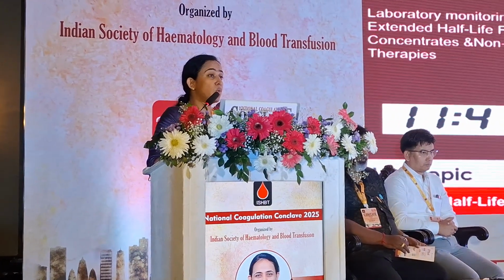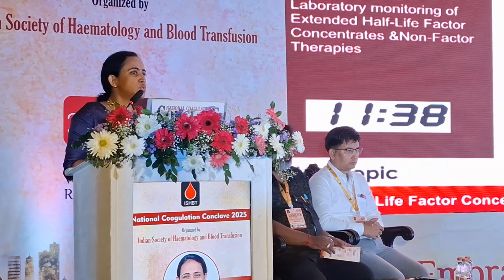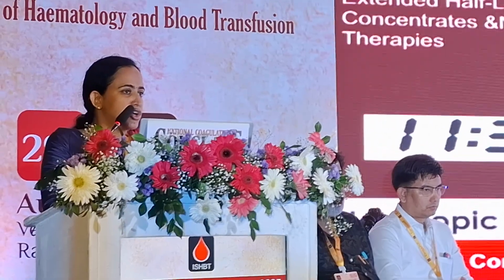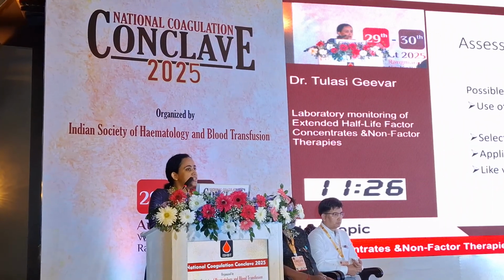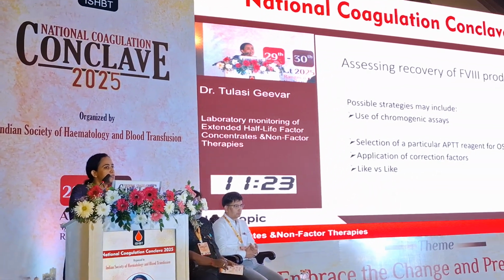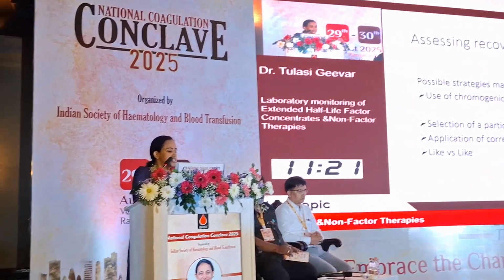Now, how do we know which assay to use in a particular scenario? When it comes to recovery of factor VIII, there are different methodologies that you can adopt. You can use a chromogenic assay. For most of the recombinant extended half-life products, the chromogenic assay will usually give the true value. Now, most laboratories don't have a chromogenic assay. So what can you do? You can select the avidity reagent, you can do the factor VIII assay with a particular avidity reagent.